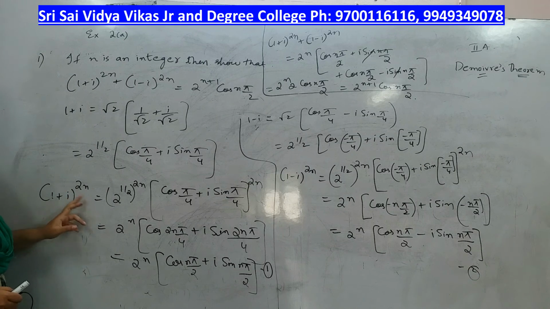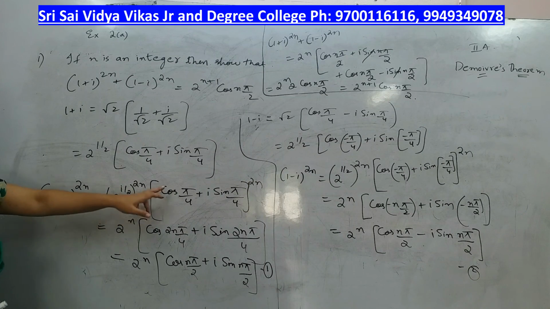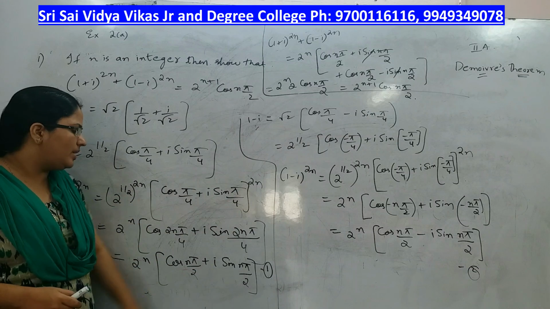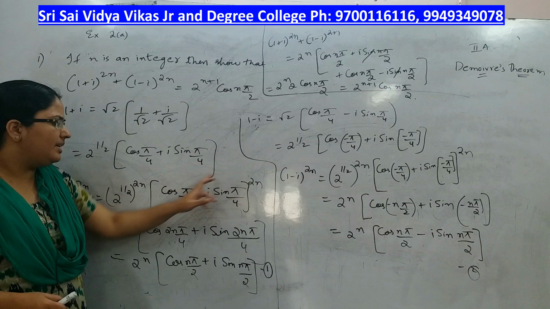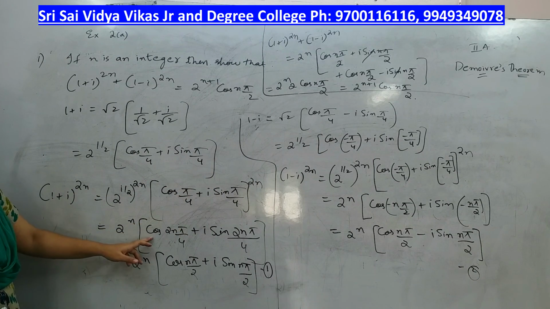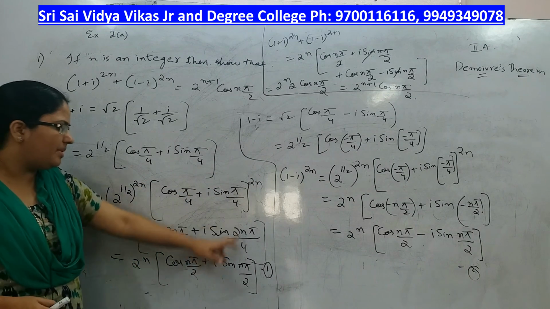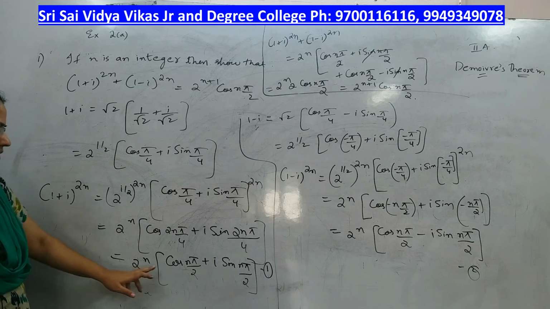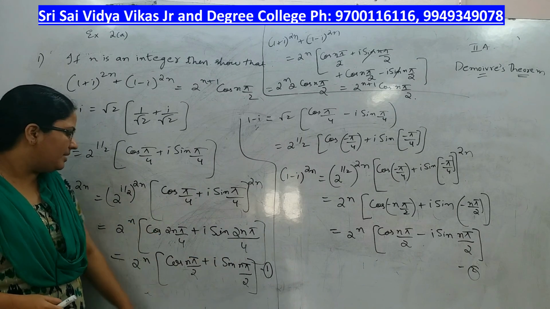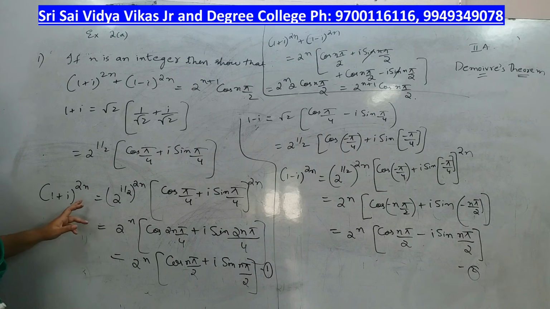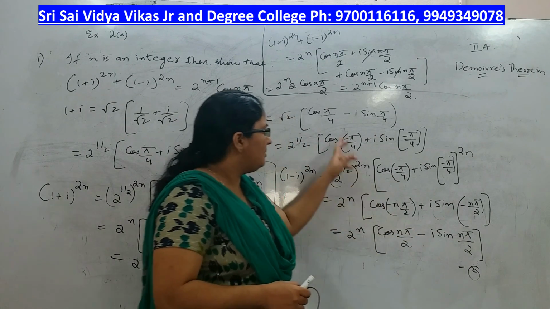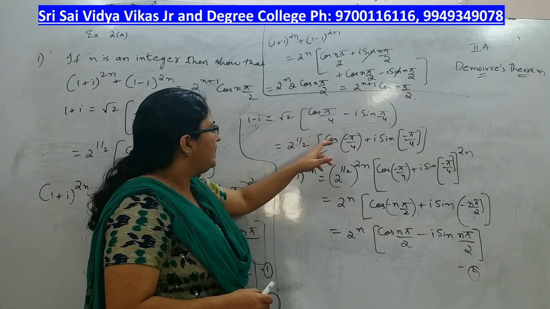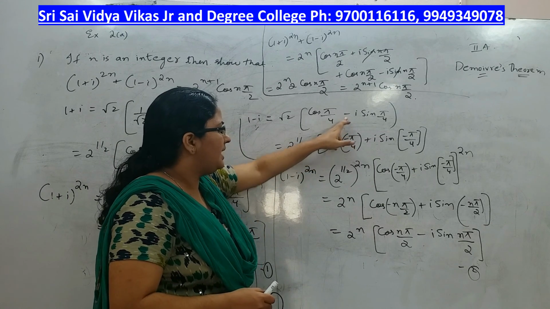(1 plus i) whole power 2n is (2 power 1 by 2) whole power 2n (cos pi by 4 plus i sin pi by 4) whole power 2n. 2 to cancel, you have 2 power n. Here 2n will come down as per De Moivre's theorem. So you have cos 2n pi by 4 plus i sin 2n pi by 4. That is 2 power n into (cos n pi by 2 plus i sin n pi by 2). Similarly, (1 minus i) whole power 2n is 2 power n (cos n pi by 2 minus i sin n pi by 2). Similar steps will follow. Only thing is, in place of plus you have to keep minus.